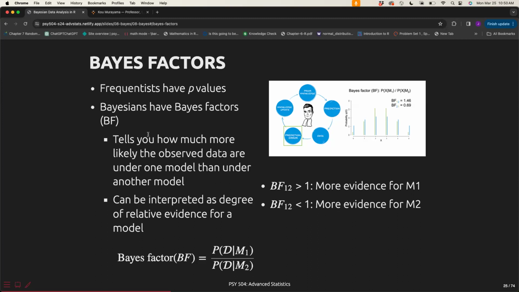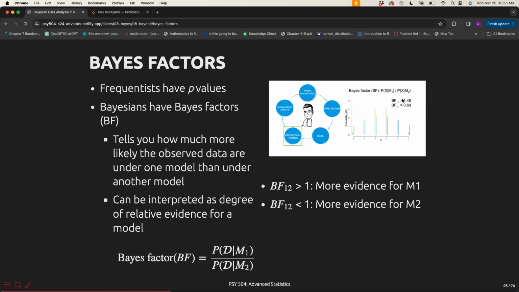Bayes factor is usually abbreviated as BF. What Bayes factors tell us is how much more likely the observed data is under one model compared to another model. What's really cool about this is that we can interpret this as degrees of evidence. So we can get evidence for one model versus the other model. To calculate a Bayes factor, we're basically just taking the ratio of marginal likelihoods, so the probability of the data given model 1 divided by the probability of the data given model 2. We can replace these models with hypotheses if we want to, but we're working with models here. Taking the ratio of these two things gives us our Bayes factor. And that's what I'm highlighting here.